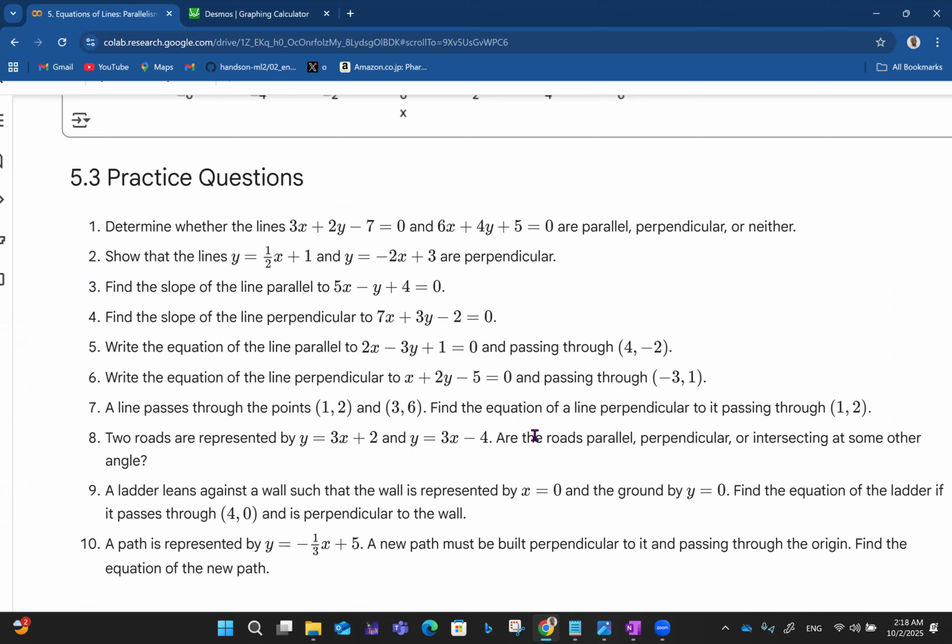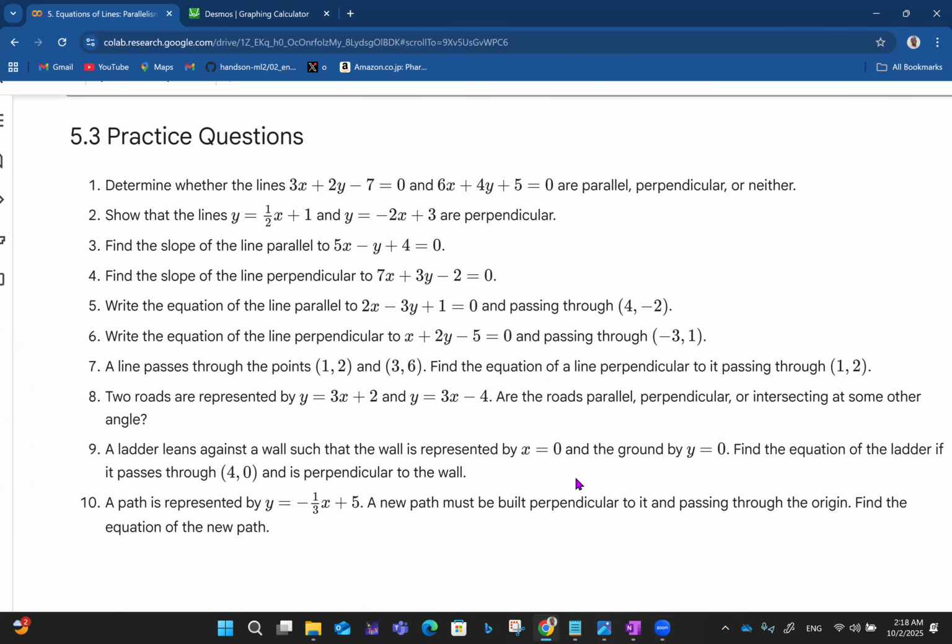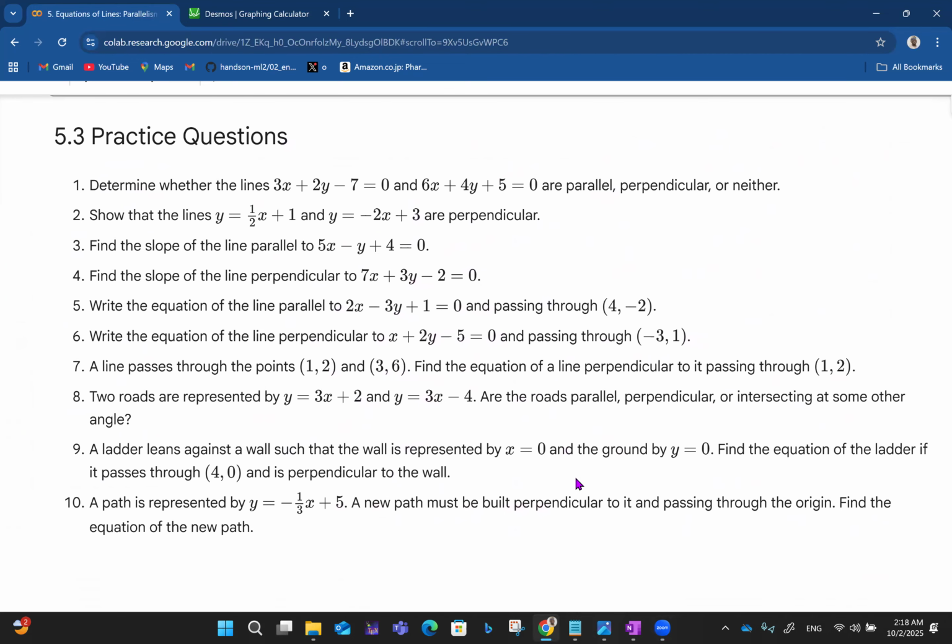With this, I come to the end of this interesting video on parallelism and perpendicularity. So try your hands on the practice questions so that you can get a hang of it better. Let me know how helpful this is for you, and if there's something you'd like me to try out, feel free to let me know.